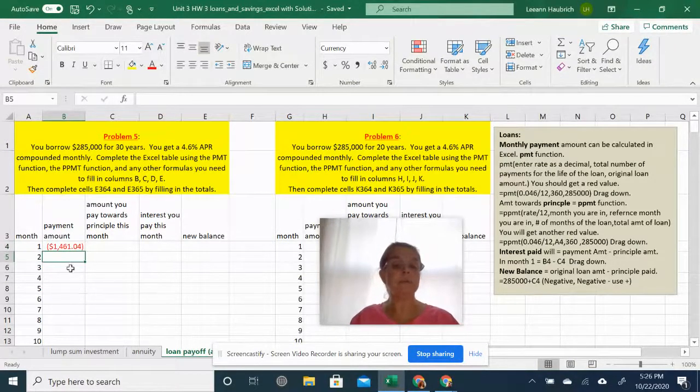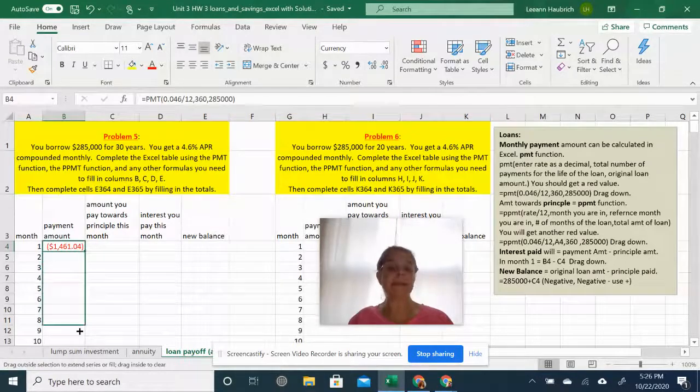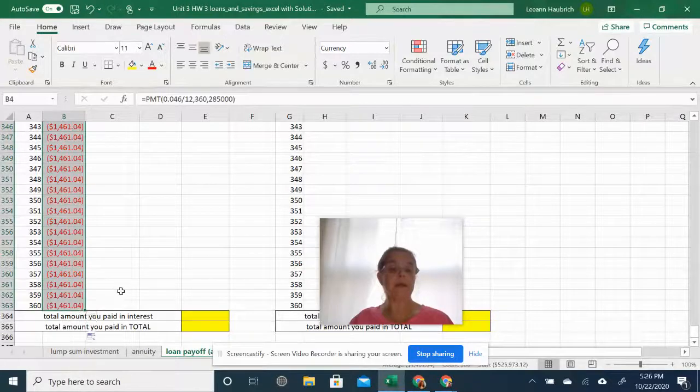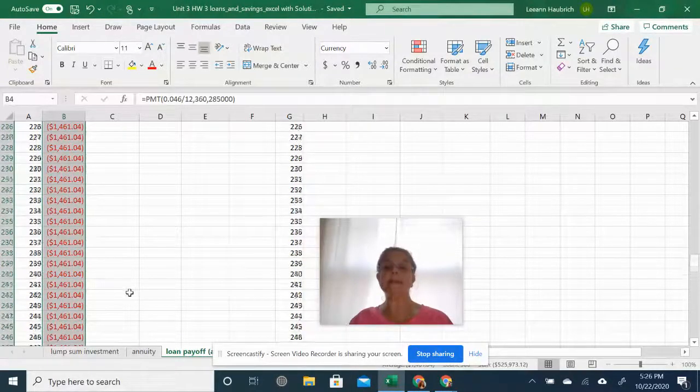The monthly payment is going to be the same, whether it's the first month, the 20th month, 240th, or 360th. So I'm going to grab this and go all the way down to 360 and let it go. So our monthly payment stays exactly the same.